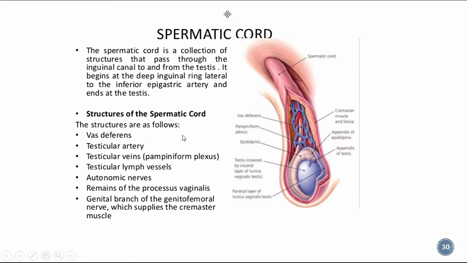The structures that are within the spermatic cord include the vas deferens, this pink one, the testicular artery, the testicular veins or the pampiniform plexus, the testicular lymphatic vessels, autonomic nerves, remains of the processus vaginalis, and the genital branch of the genitofemoral nerve, which supplies the cremasteric muscle.